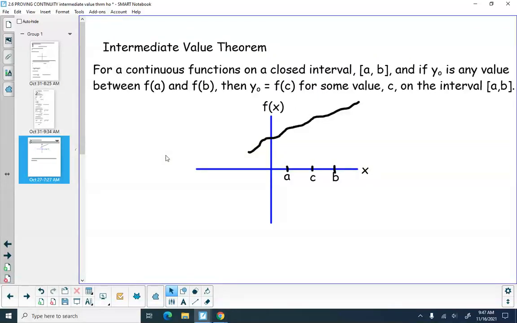Intermediate value theorem. For a continuous function on a closed interval from a to b, if y naught is any value between f of a and f of b, then y naught is equal to the function value at c for some value c on the interval from a to b.